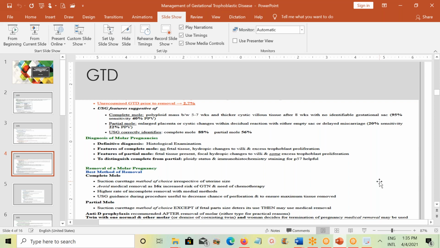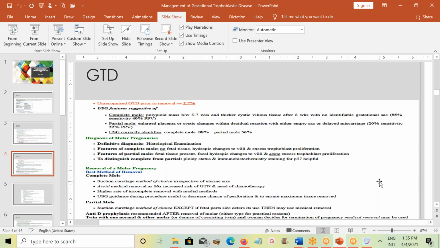So if we have removed the tissues and the size is large, then we will have to use something for priming the cervix. Anti-D prophylaxis is recommended after removal of the molar pregnancy.